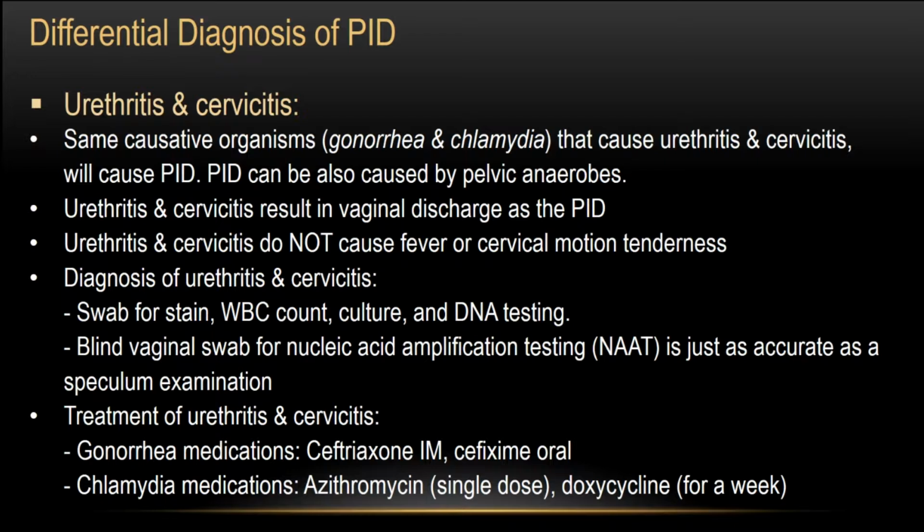And the treatment of urethritis and cervicitis is simply going to be one gonorrhea drug, one chlamydia drug. One gonorrhea drug, ceftriaxone intramuscular, is the best. One chlamydia drug, azithromycin or doxycycline. So this is the urethritis and cervicitis when they are caused by gonorrhea or chlamydia. How to treat it? We have to give both. One gonorrhea drug, ceftriaxone, one chlamydia drug, azithromycin or doxycycline.